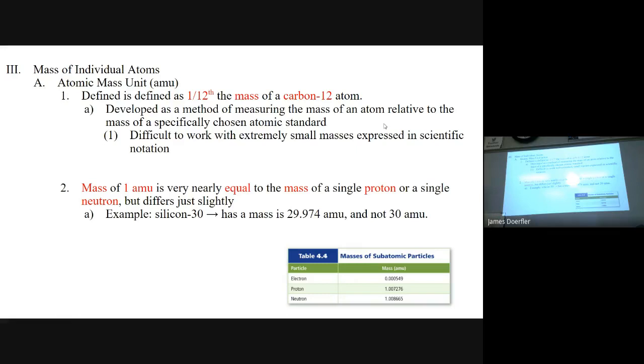And here's an explanation of that difference they see. Silicon-30, okay? Its mass is not 30 even, like we say here. In actuality, it's 29.974 AMU. So that slight difference does make for not so nicely rounded numbers, but ultimately the differences are somewhat negligible, where we often use the rounded versions. Okay?